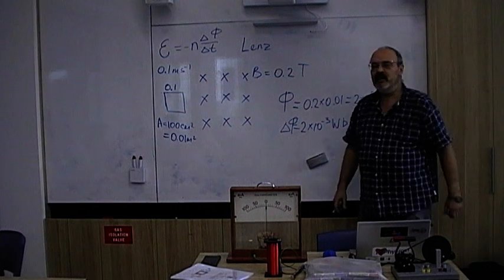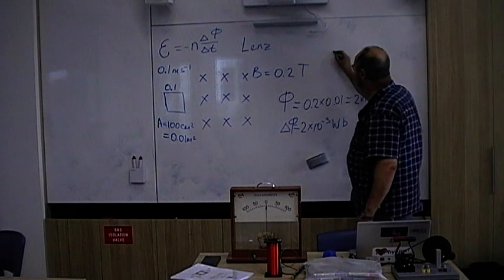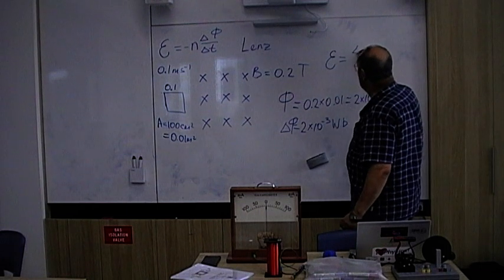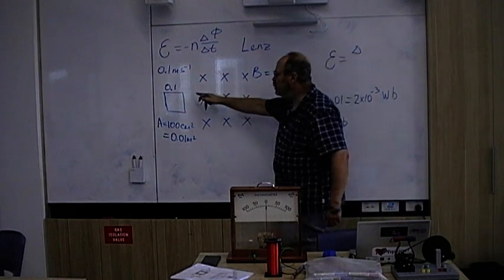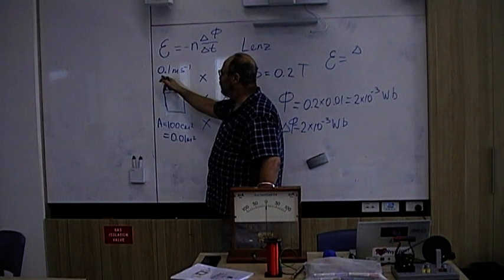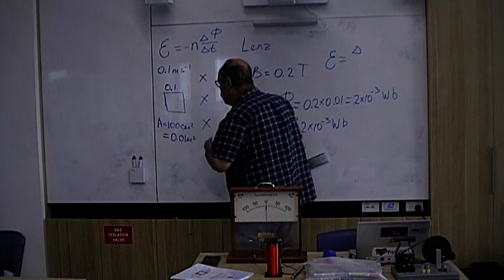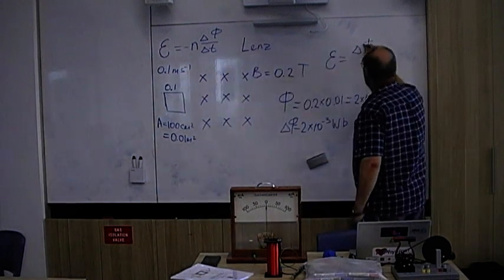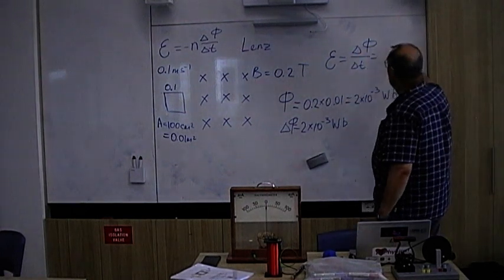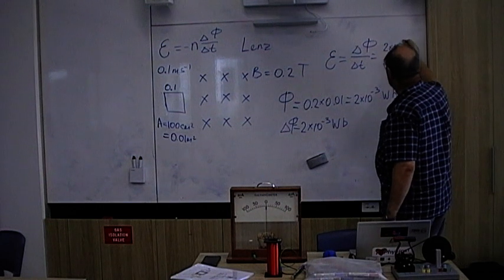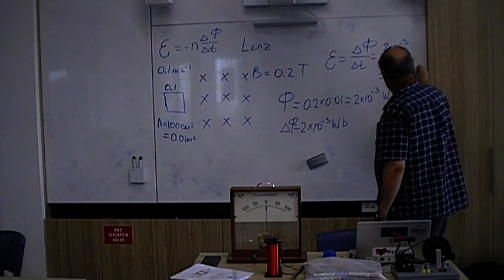And over what time will it happen? 1 second. So the magnitude of EMF, and we have one turn. How do you know it's 1 second? Because its side is 0.1 meter and it moves with the speed of 0.1 meter per second. So the change of flux over a period of time will be equal to 2 times 10 negative 3 divided by 1, equal to 2 times 10 negative 3 volt.